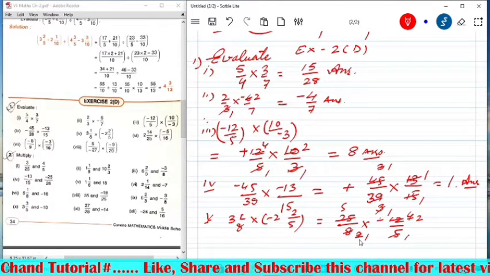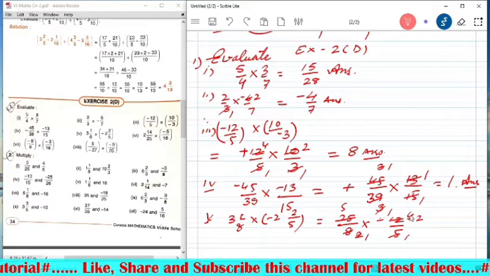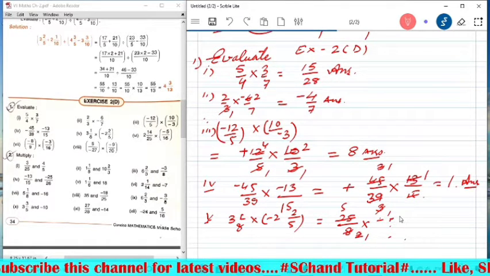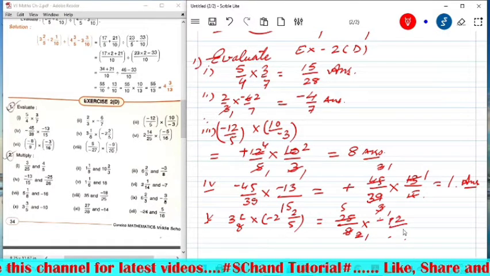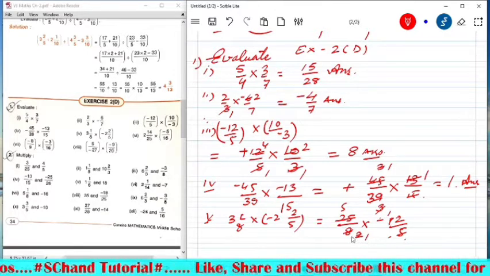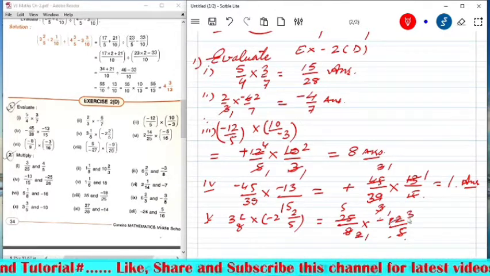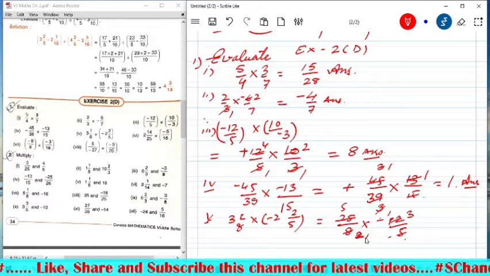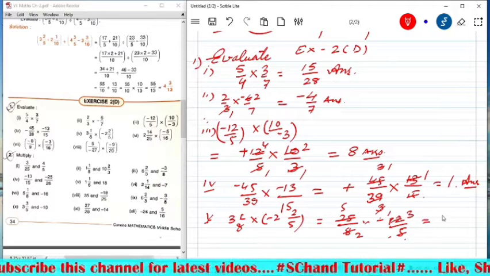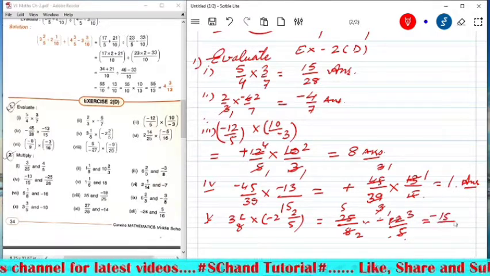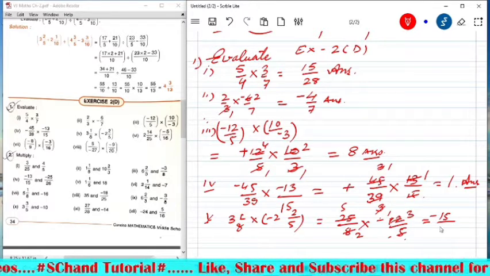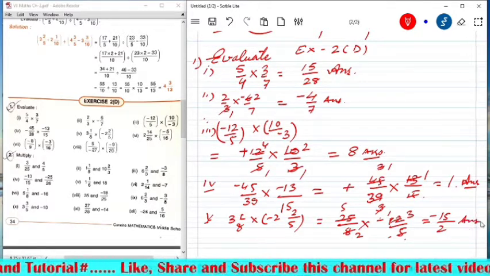This is minus 12 over 5. 5 ones are 5, 5 fives are 25, and 2 fours are 8, 3 fours are 12. So here it will become 2. 5 threes are 15, plus into minus is minus, so minus 15 over 2. So this will be the answer.